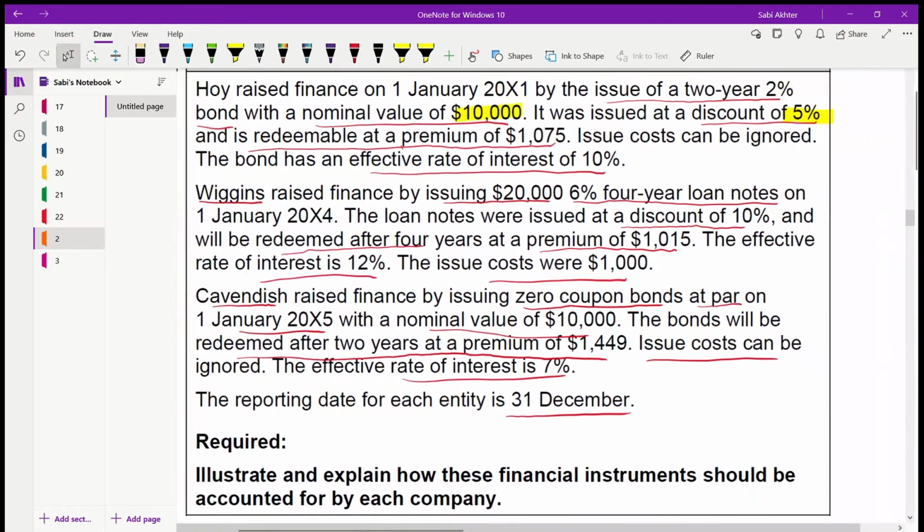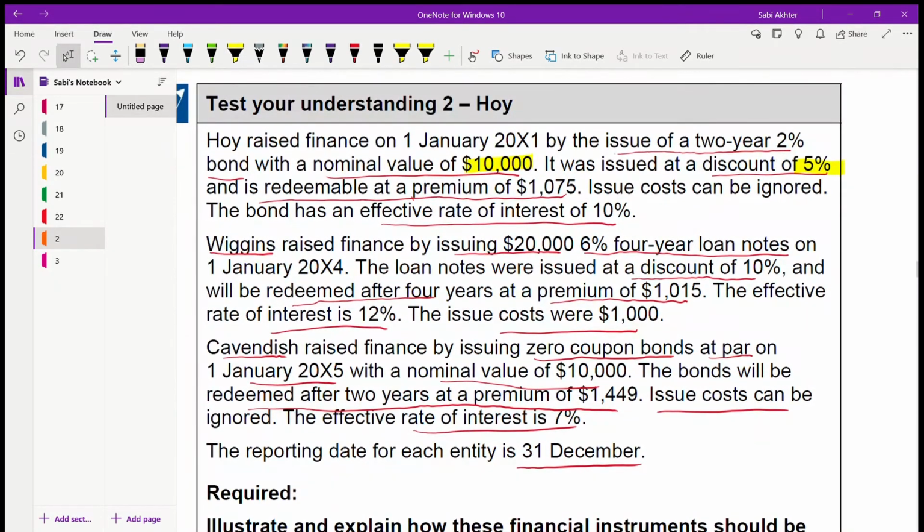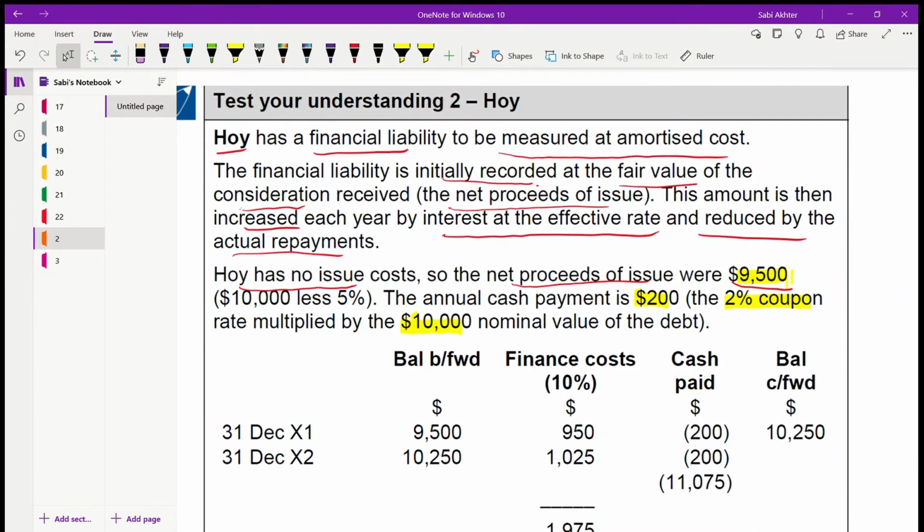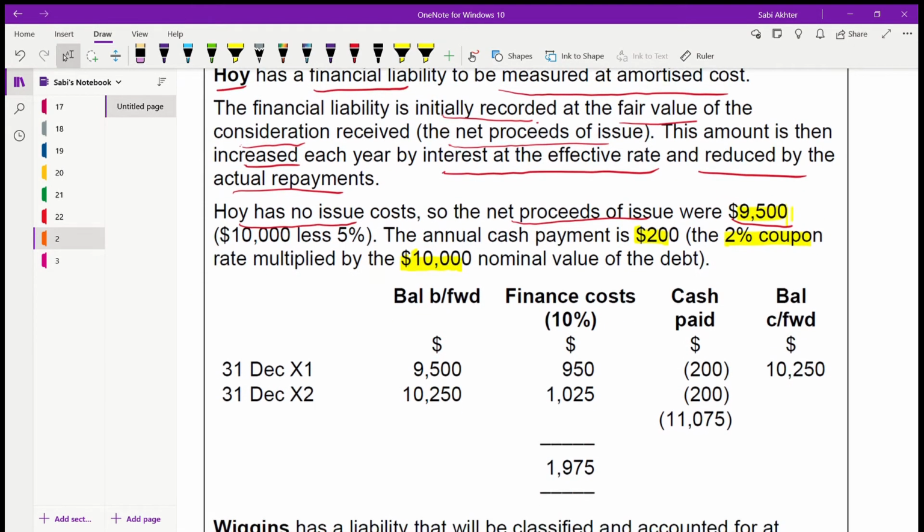What is the coupon percentage? It is 2% here, 2% bond. So that 2% is a coupon rate. They will not say it's coupon rate, but it's given like this only. So now what else? For 2 years, you have to do 31st December 2001, 31st December 2002. So you start with balance brought forward, which is this 9,500. Then from there you take 10%. The effective rate of interest you take, not the coupon rate.